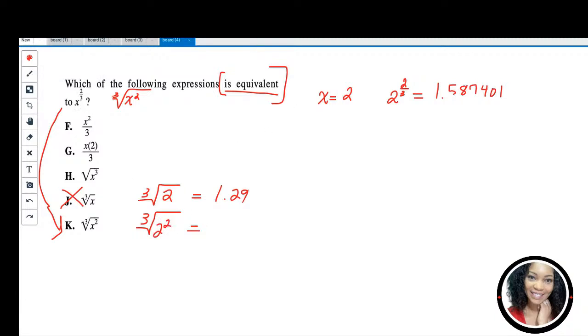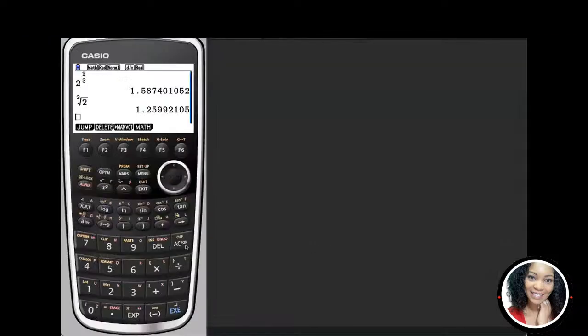So we'll plug this into our calculator. Once again, we're looking for the cube root, so shift, parenthesis, and this time of 2 squared. And we get the 1.587401 that we were looking for. And that is the problem-solving way of the U-pick strategy for answering that question correctly. So I hope that helped you, and we're going to move on to the next question.